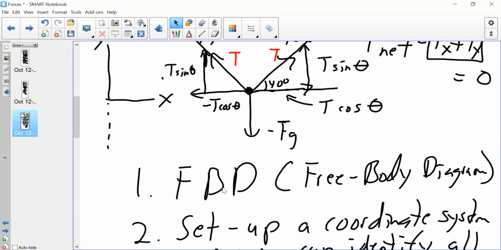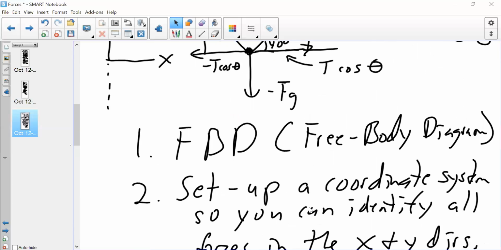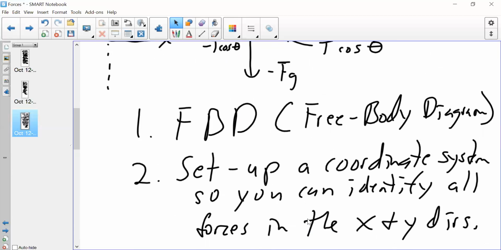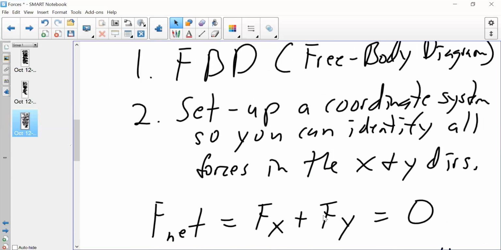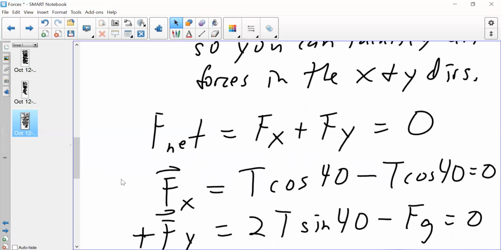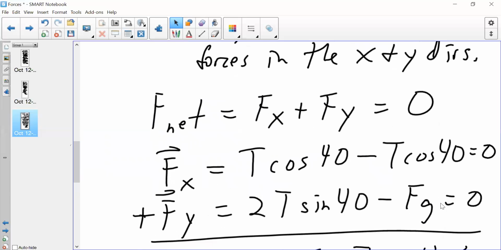First thing you want to do, draw your free body diagram on the object in question. Set up a coordinate system so you can identify all the forces in the X and Y directions. Why is that? Because the net force is equal to everything in the X and the Y direction. Then set up your system of equations, everything in the X direction and in the Y direction. Signs are important, or else you get T equals negative 77.5. Well, you know intuitively that it's got to be positive 77.5, but usually you can have the math work out the correct sign.